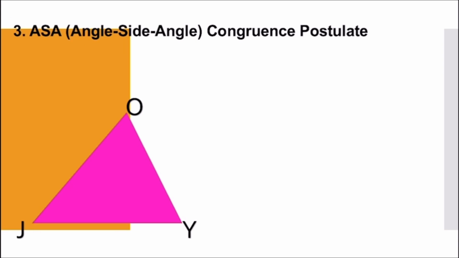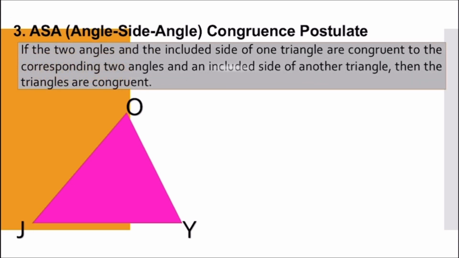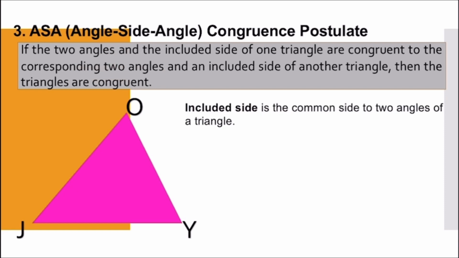Based on the definition, if the two angles and the included side of one triangle are congruent to the corresponding two angles and an included side of another triangle, then the triangles are congruent. Let's refer to triangle JOY again. The included side is the common side to two angles of a triangle.